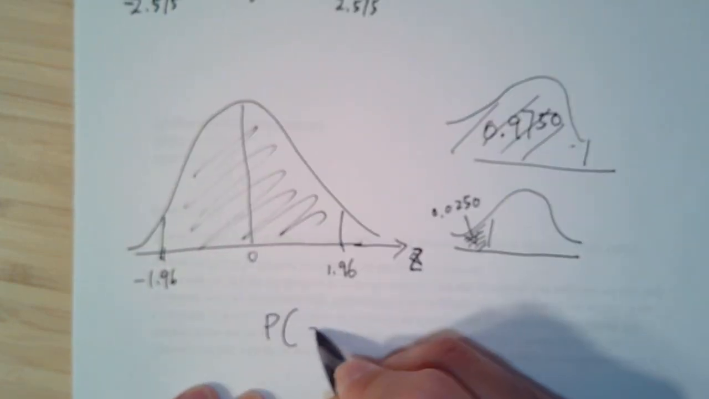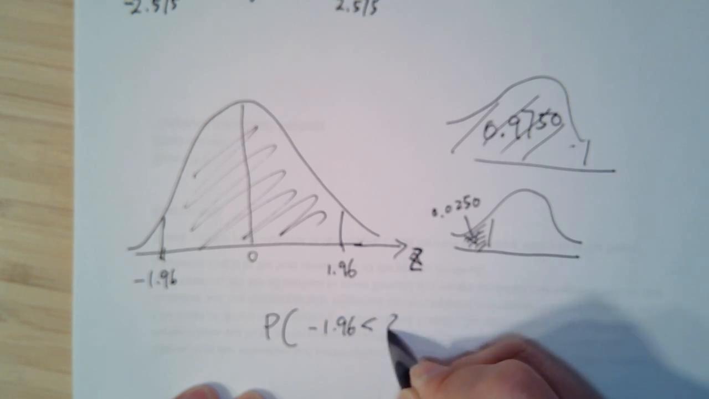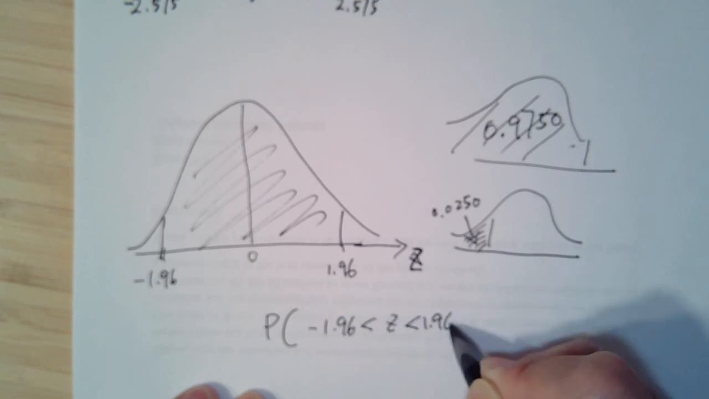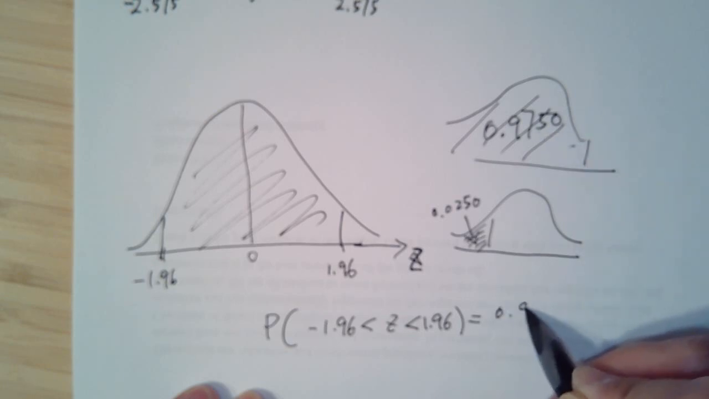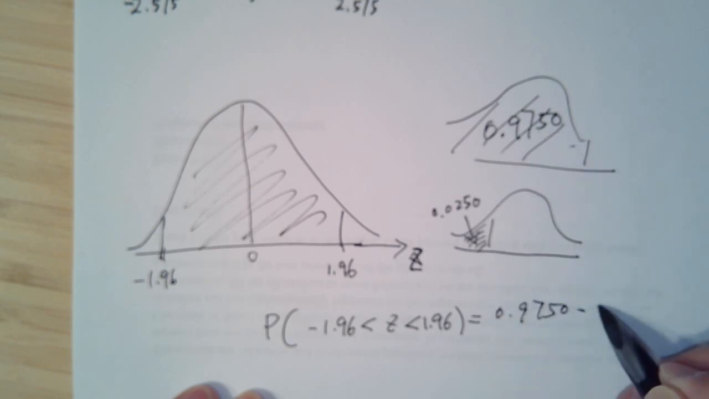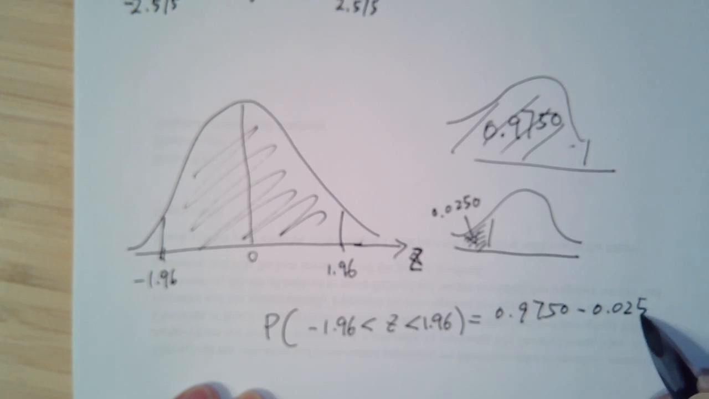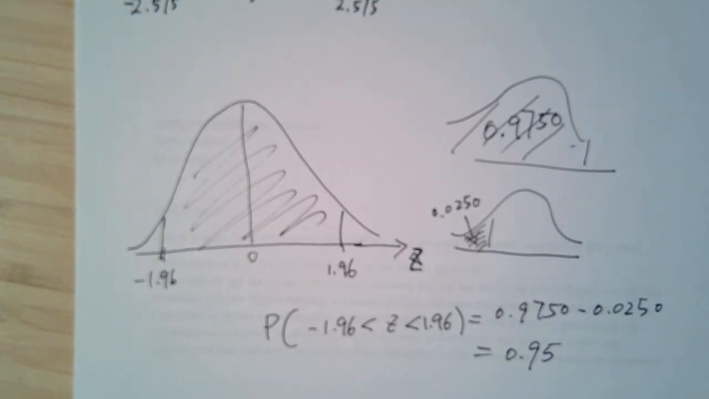So what is the probability that negative 1.96 is less than z, less than positive 1.96, which is 0.9750 minus 0.0250? What do you have? You have 0.95. Sounds very good. That means 95% of the z-scores are between positive and negative 1.96, roughly 2.